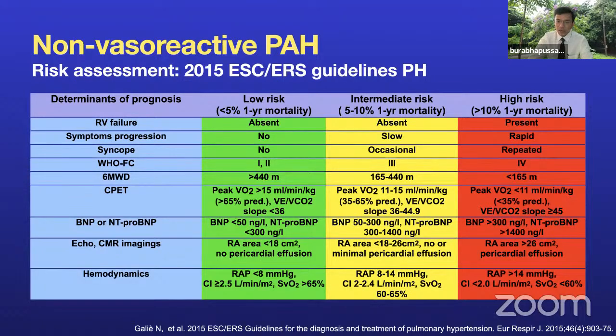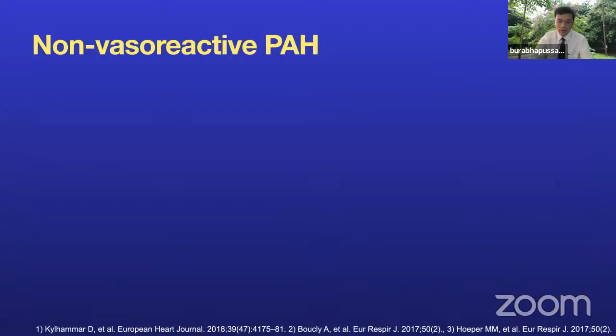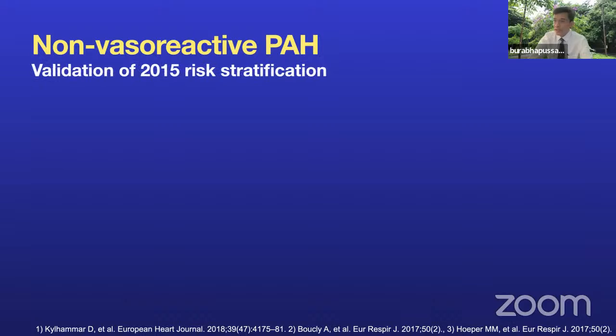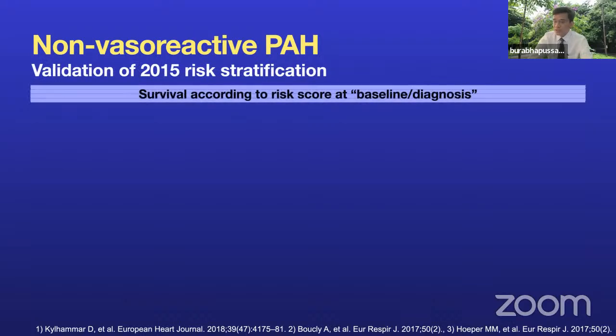After the publication in 2015, there were validations of this category. Is it good or not? Does it work or not? There are three main publications that validate that risk stratification, which is divided into two validations. The first validation is that risk is good for diagnosis or for baseline prognostication.